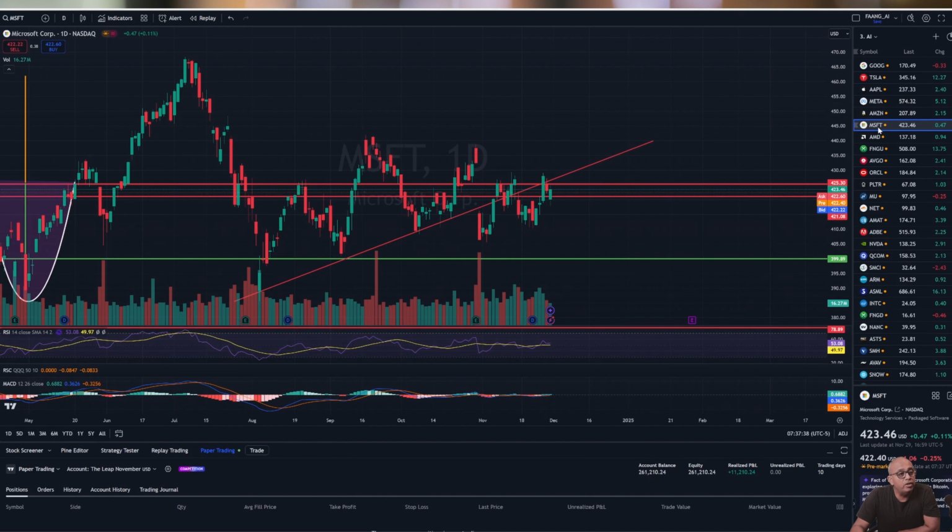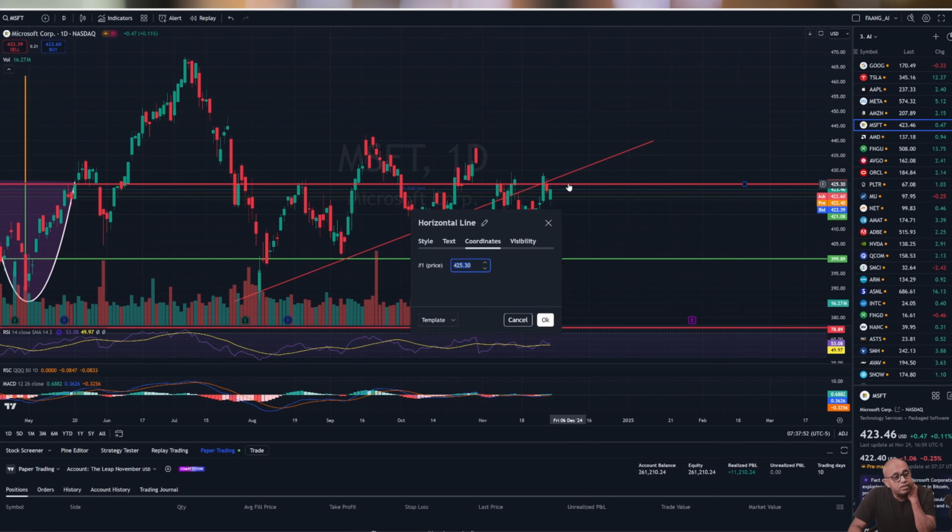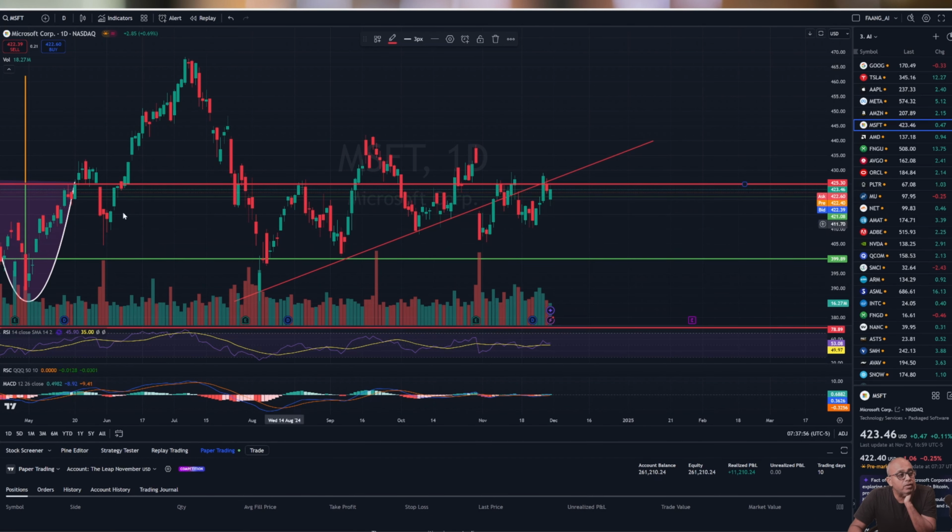Microsoft is down 0.25%. We still have support at 421.08. Let me mark that as a support and also reduce the thickness of this line so that we can be more precise. And we have a resistance which is pushing us down at 425.30. So that's what we are looking at.